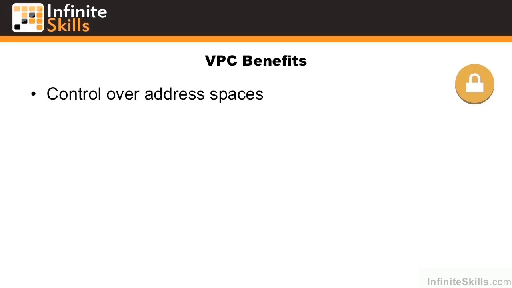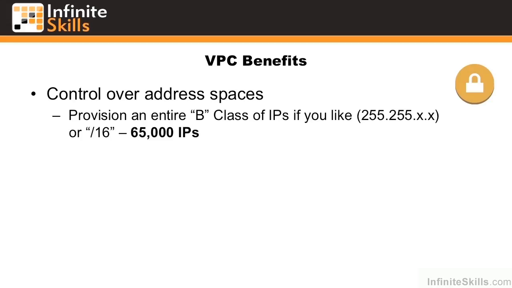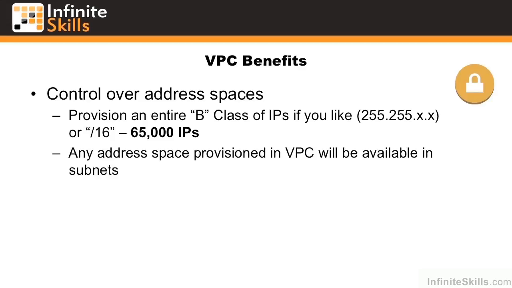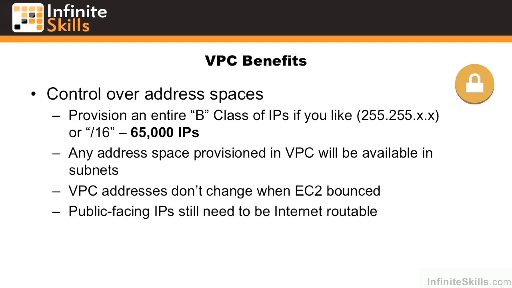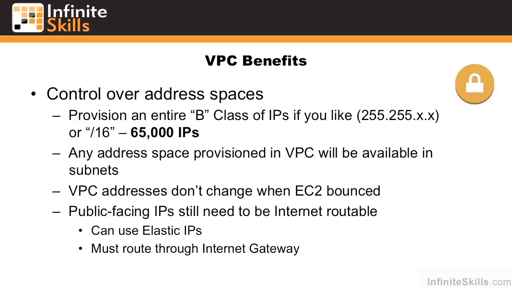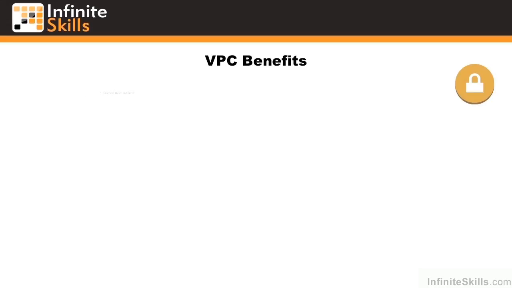VPC gives you control over your address spaces. You can provision up to an entire B class of IPs if you like, or a /16, which is 65,000 IP addresses. Any address space provisioned in VPC will be available to the subnets, and VPC addresses don't change when the EC2s are bounced. Public-facing IPs will still need to be internet routable, but you can use elastic IPs, and you must route through an internet gateway.